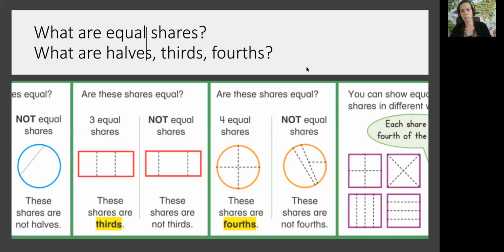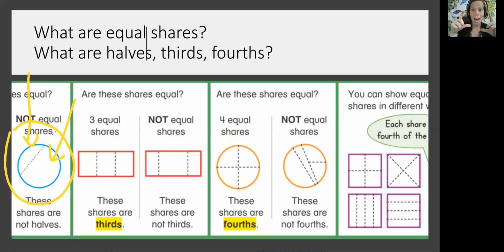You've seen this paper before. Remember, this is not equal. Okay, this piece is not the same size as this piece. It's not fair. Okay, if this was a pie and you tried to give me this piece, I would not be very happy with you because I want either an equal piece or the bigger piece. All right, which one of these rectangles is split into equal shares?